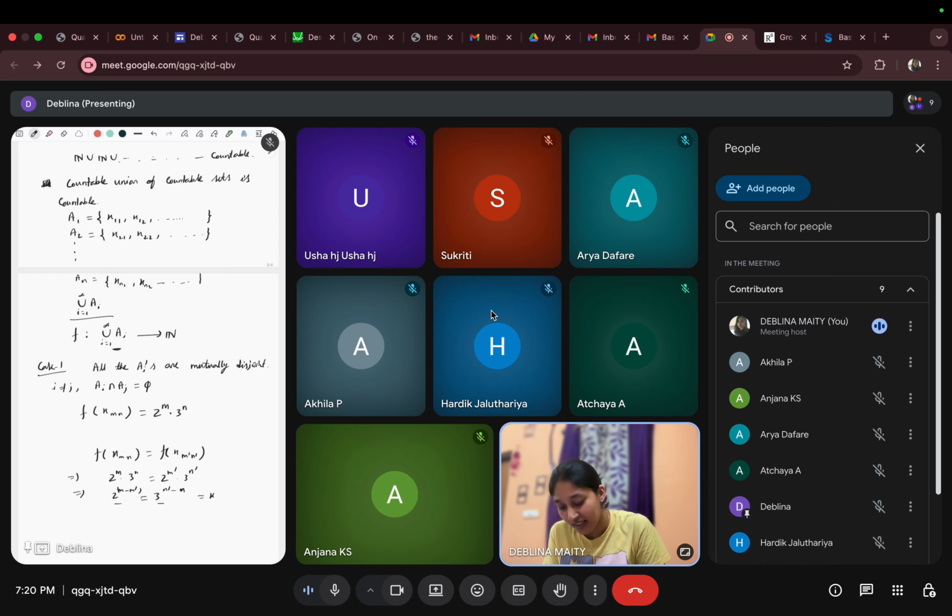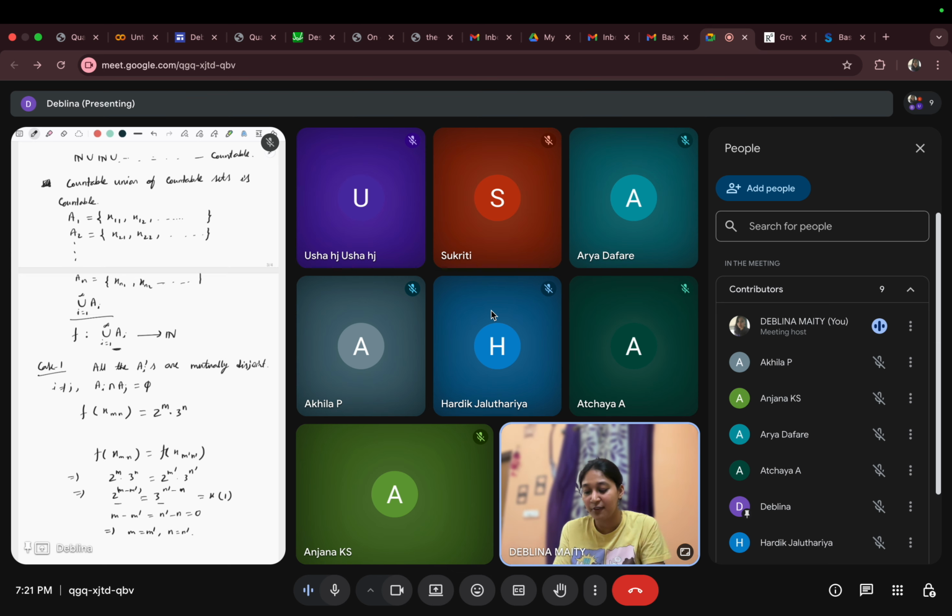So this means what? X has to be, so the power has to be 0. So this means m minus m dash equals n dash minus m has to be 0. So this is actually 1. So this means m equals m dash and n equals n dash.